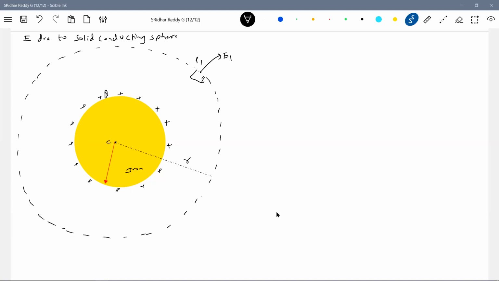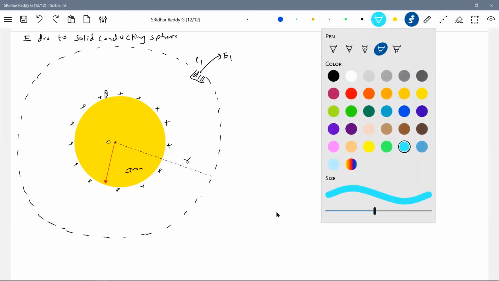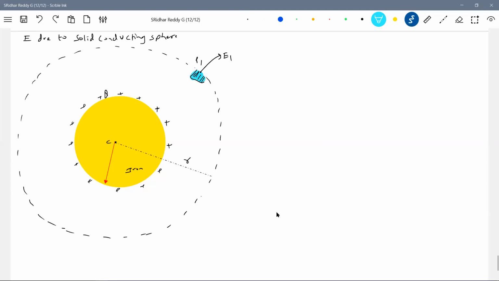So here I'll assume a Gaussian surface, ds. Everywhere E bar will be perpendicular to this. So the integral of E bar dot ds bar equals q in by epsilon naught. This dotted line is the Gaussian surface.